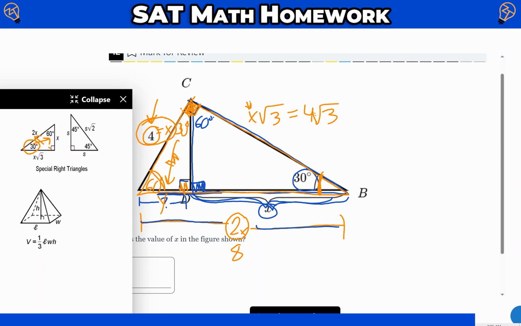Across from the 90, we'll call it 2y. So we previously called it x, but now we'll also call it 2y. And then across from the 60, we'll say y root 3. Now, if 2y is 4, then y is 2. And then since this whole length is 8, 8 minus the 2 leaves us with 6.